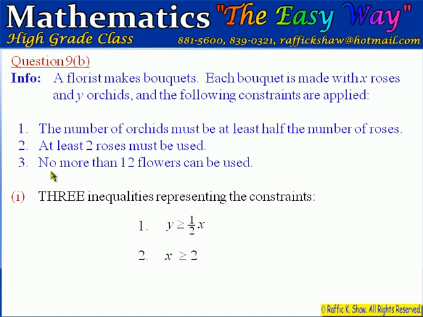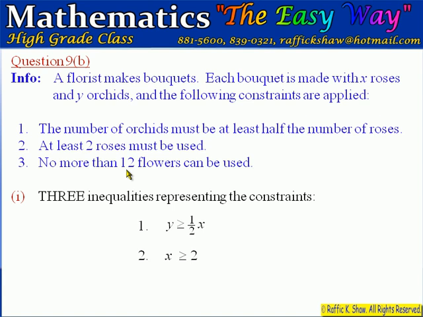The third condition is saying that no more than 12 flowers can be used. In other words, there must be no more than 12 flowers. Now the word flowers here is taken to mean the sum of the roses and the orchids together. And so the total of the roses and the orchids must be no more than 12. Can be 12 or less, but not more than 12. So X, which is the number of roses, plus Y, which is the number of orchids, can be 12 or less.